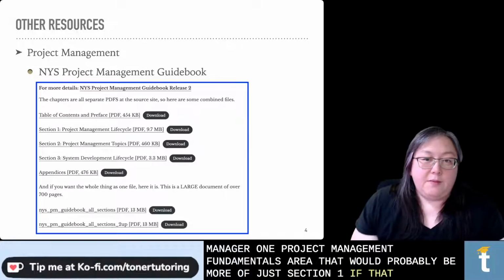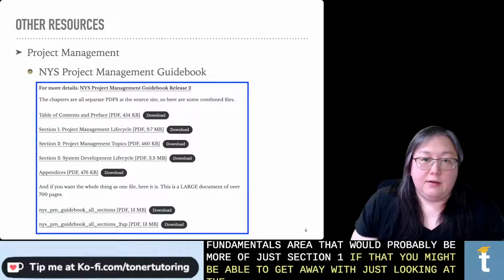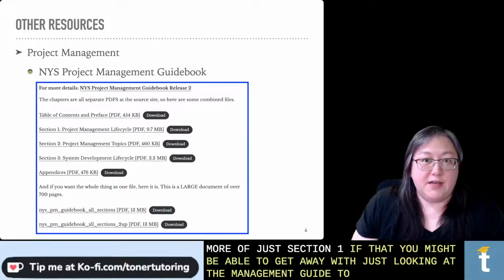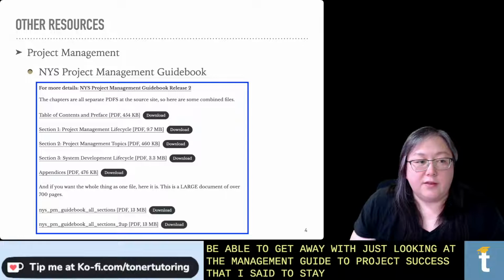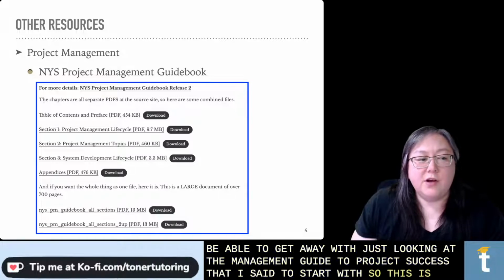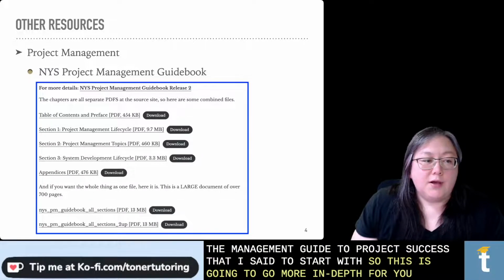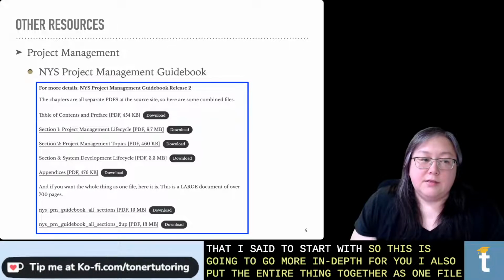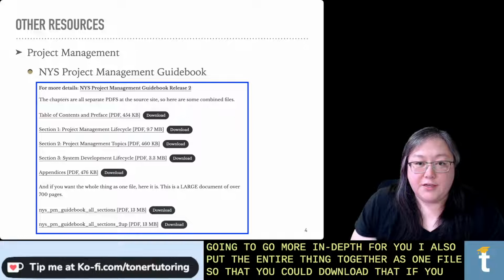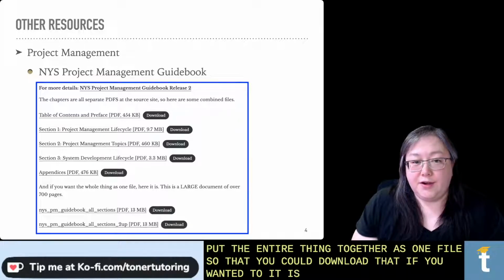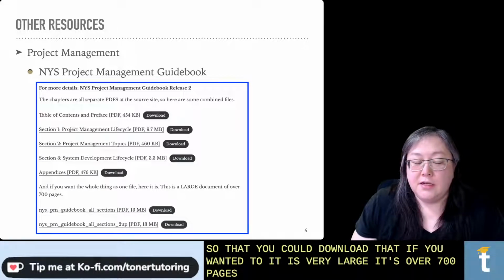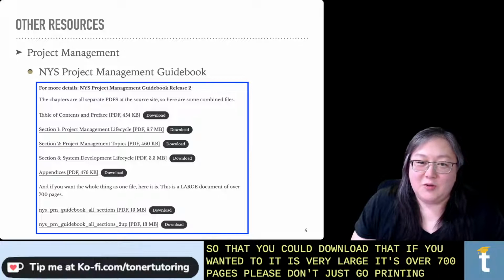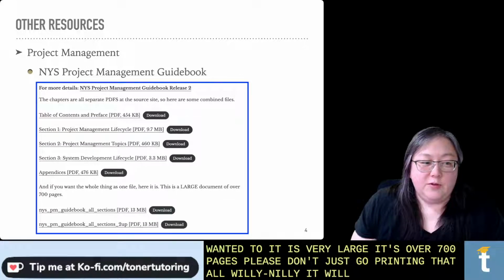If that, you might be able to get away with just looking at the Management Guide to Project Success that I said to start with. So this is going to go more in depth for you. I also put the entire thing together as one file so that you could download that if you wanted to. It is very large. It's over 700 pages. Please don't just go printing that all willy-nilly. It will use a lot of paper.